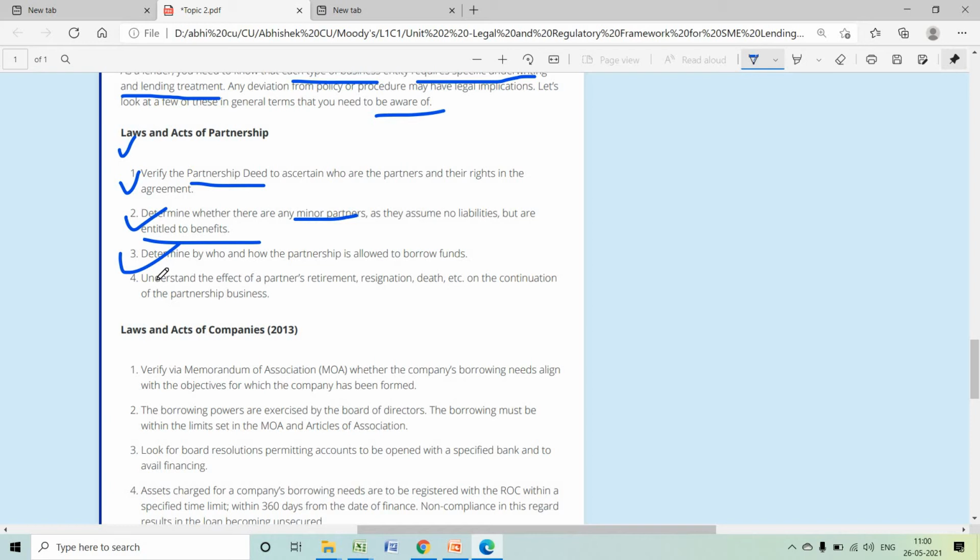What will happen in case of a minor? A minor is like whenever there is benefit, they are part, but whenever there is loss, they are not. So determine who and how the partnership is allowed to borrow funds.